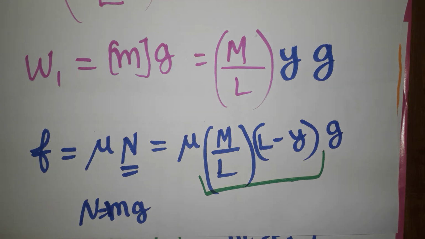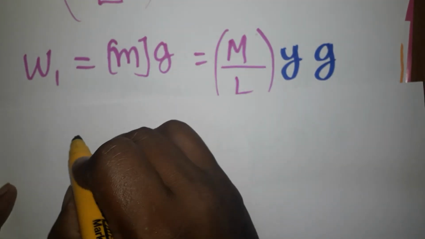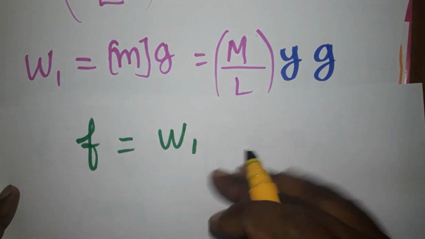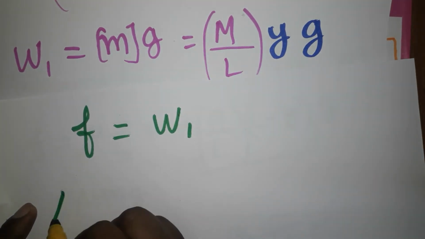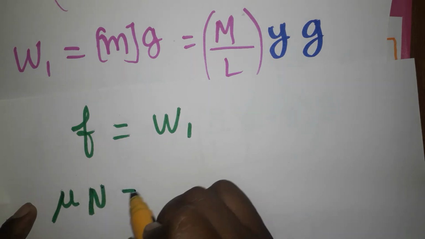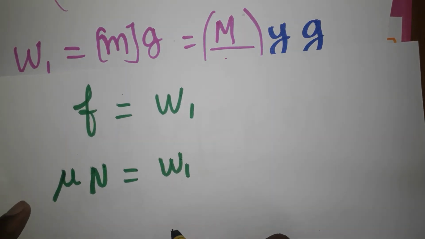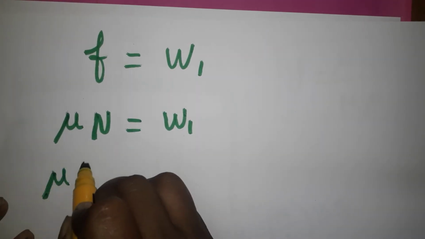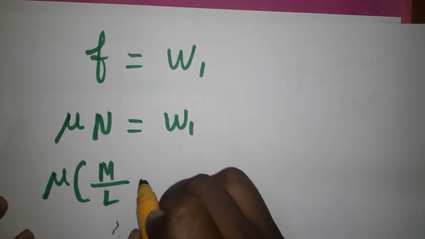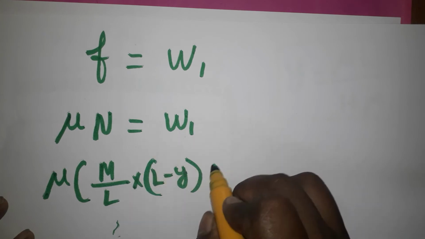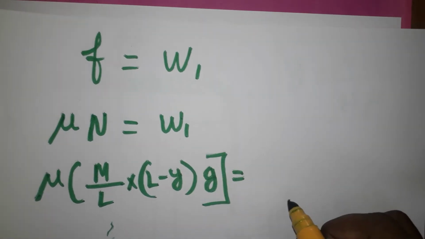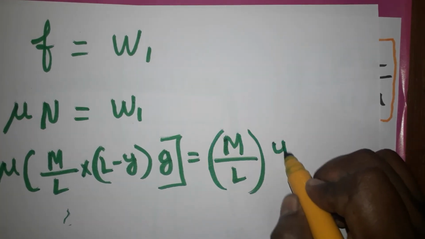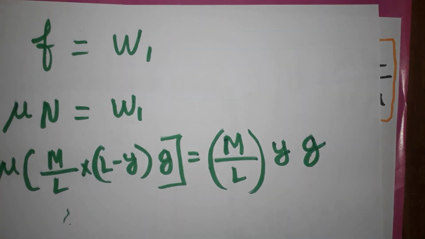Now we take the maximum possibility, when the friction force and weight W1 are equal. At that time it will slide. It has to be less than that. We are calculating only the maximum value of Y. Friction force is equal to mu times the normal reactional force, equal to W1. What is the normal reactional force? The weight of the chain on the table. That's m by L into L minus Y into g, very simple. What is W1? The weight hanging down, m by L into Y distance with g. That's it, the problem is over.